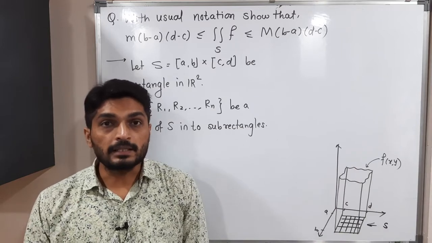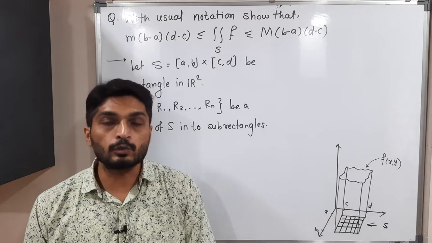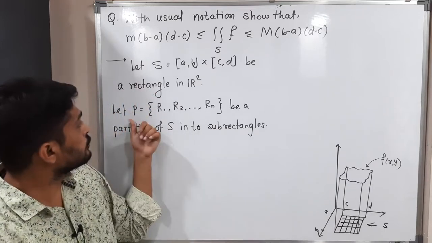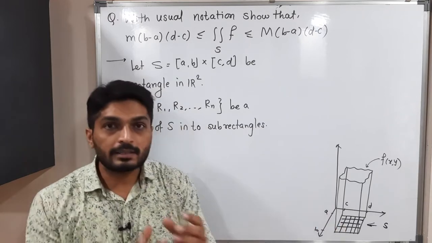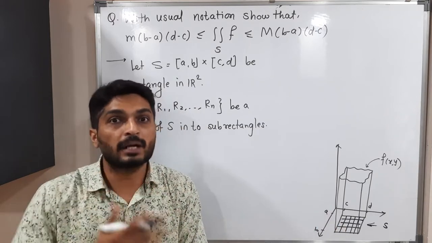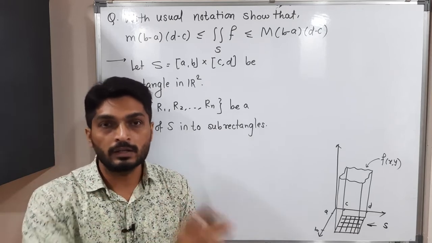After that, P is a partition of this S which divides this rectangle into subrectangles, as you can see here. So R1, R2 and so on Rn. So because of this partition P, the rectangle S is divided into n number of subrectangles. We are calling them R1, R2 and so on Rn.